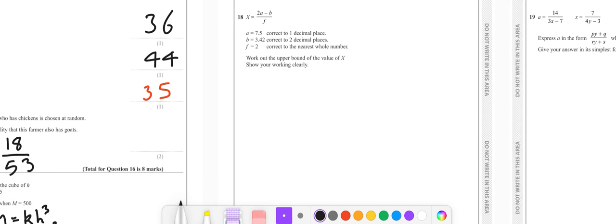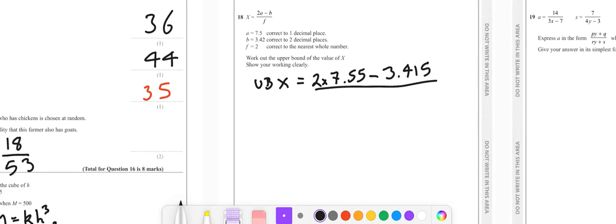x is 2a minus b over f. Work out the upper bound. Upper bound, so I want the biggest it can be. So the upper bound for x equals 2 times the biggest a can be, which is 7.55, minus, so we want to take away something small, so the smallest b could be 3.415. We're trying to get the upper bound, so we're trying to divide by something small. That to the nearest whole number small is 1.5.